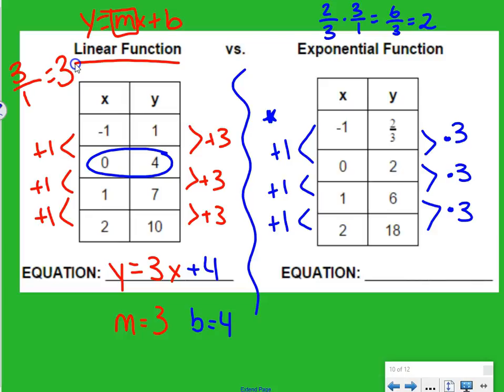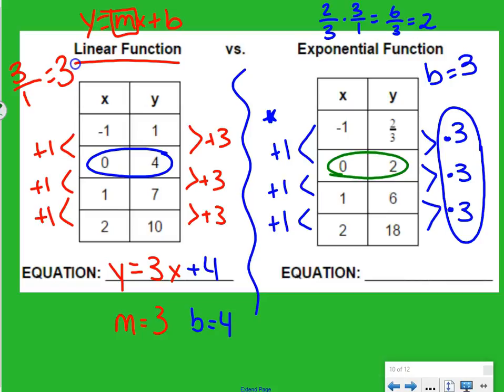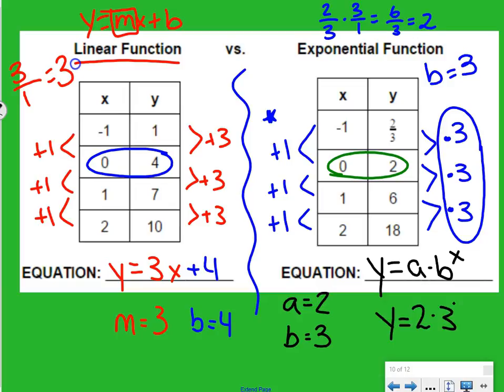So that's one of the main differences. This change is going to be multiplication. However, your change, that's your b. So our b is 3. Our y-intercept, still where x equals 0. However, we're just representing it with a different letter, letter a. So you would say a equals 2 and b equals 3. Write out your equation. Y equals a times b to the power of x. So we would substitute in a is 2 times b is 3 to the power of x.